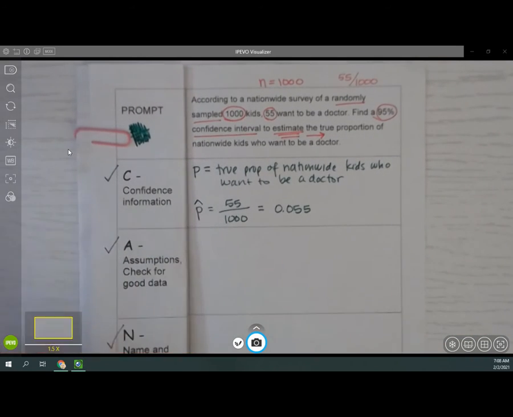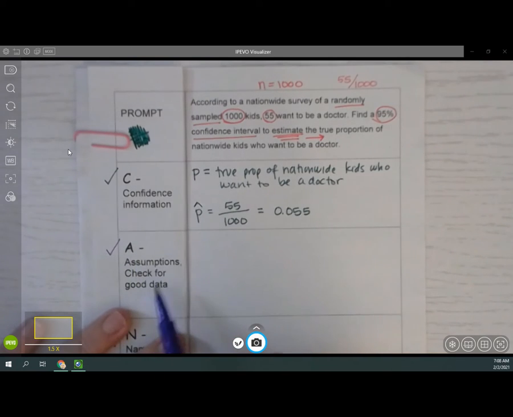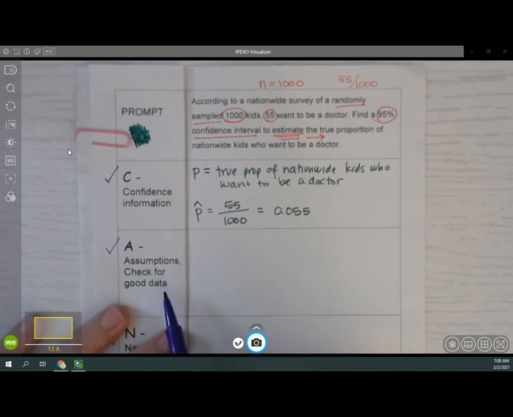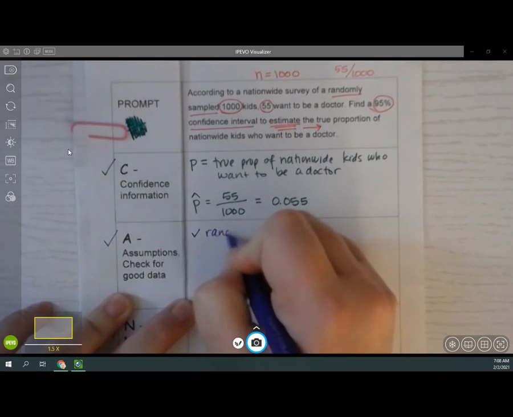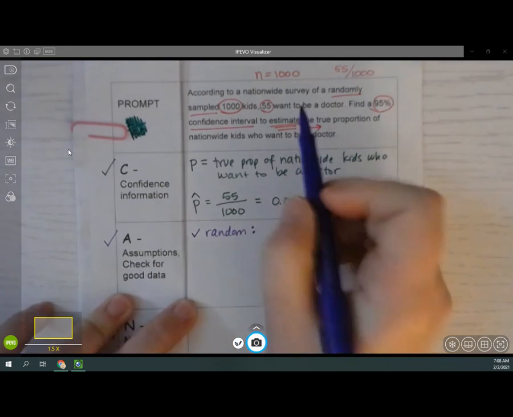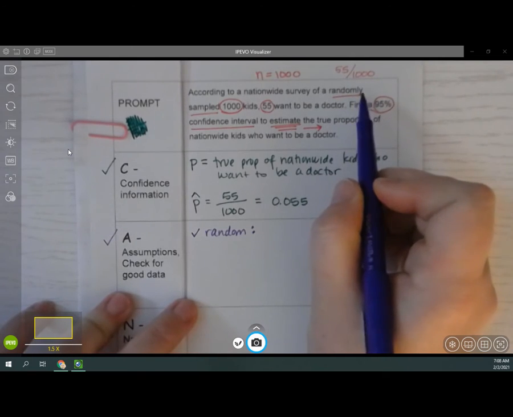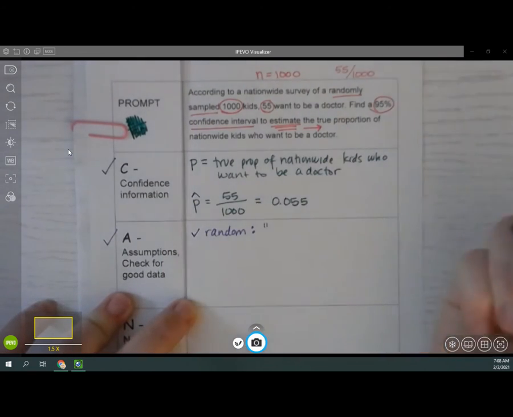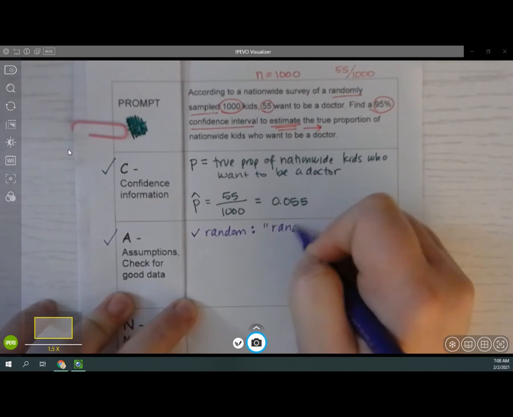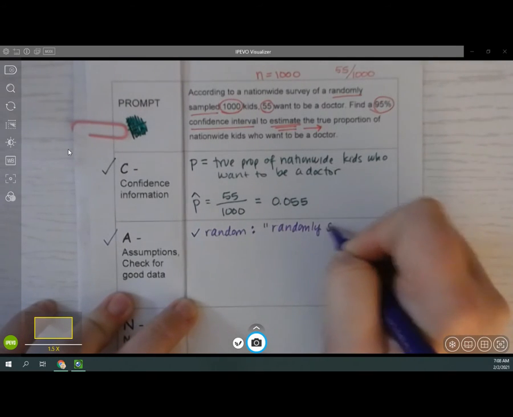The next thing that we want to do is we want to know what are the assumptions and check to make sure that our data is good enough. So the first assumption we want to check is, is it random? So let's look through the prompt, and it says very specifically, "randomly sampled." So here I'm going to put in quotations, "randomly sampled." There is my proof.